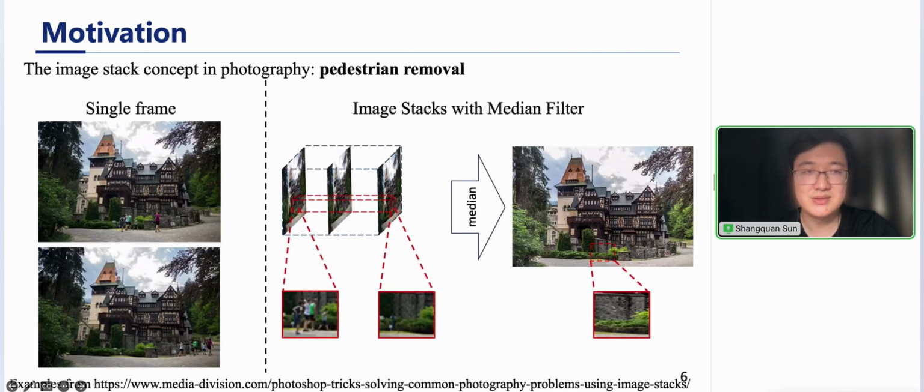Here is another example, median stacks. We want to only retain the background of a beautiful scene. However, there are sometimes pedestrians, for example, in the foreground. In this case, we can take multiple images at different times and apply a median filter to the aligned images. Because the moving objects will pass through the camera, the foreground will be removed.